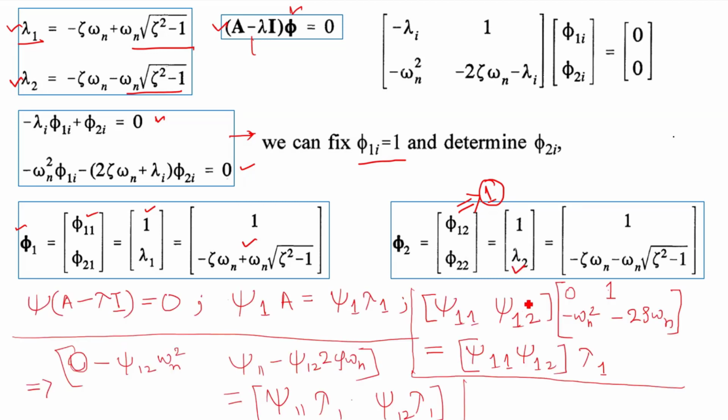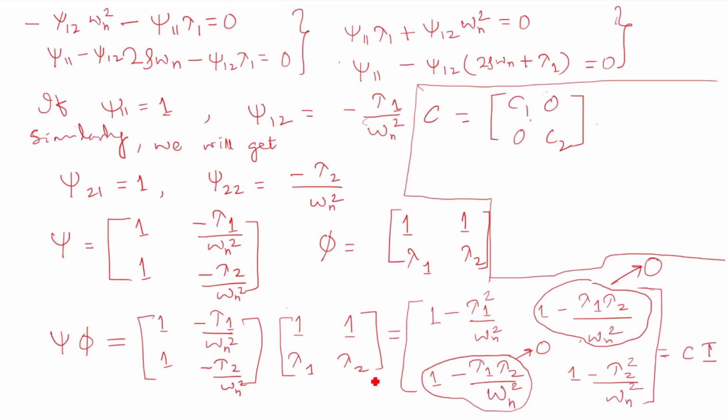Okay. So now if we do the modal analysis from here, before that we can find the left eigenvector matrix. If we calculate your left eigenvector matrix, it will be found to be this. So psi is 1, 1, minus lambda 1 by omega n square, minus lambda 2 by omega n square, right? And we know the right eigenvector is this, and we found the left eigenvector matrix.